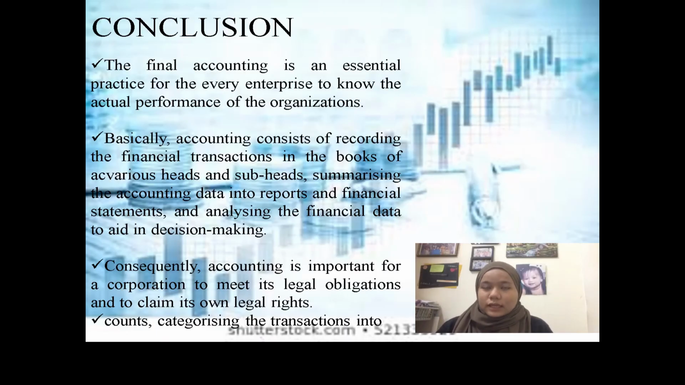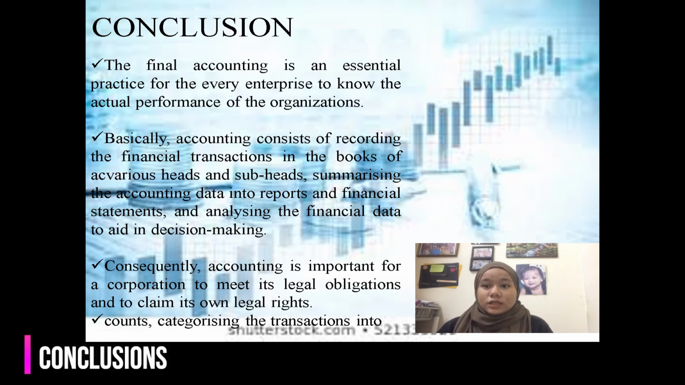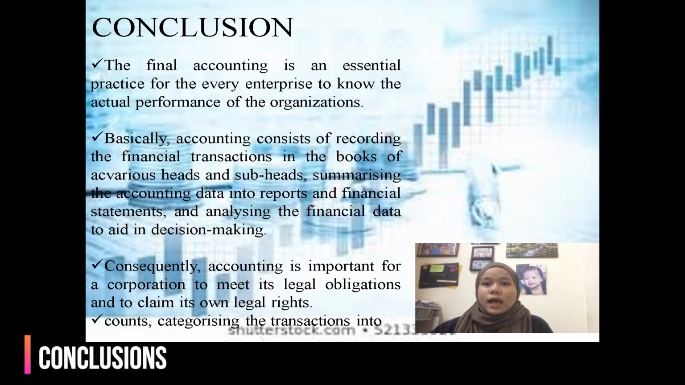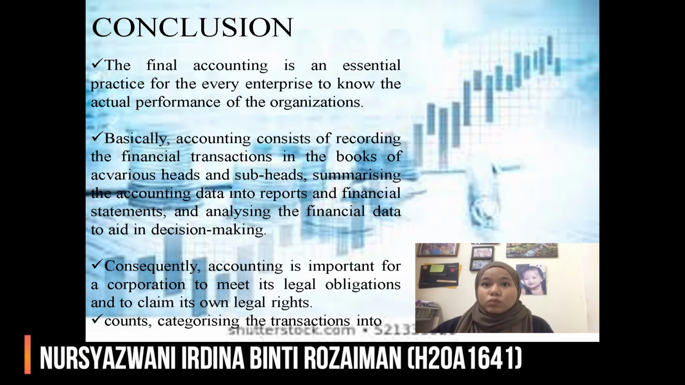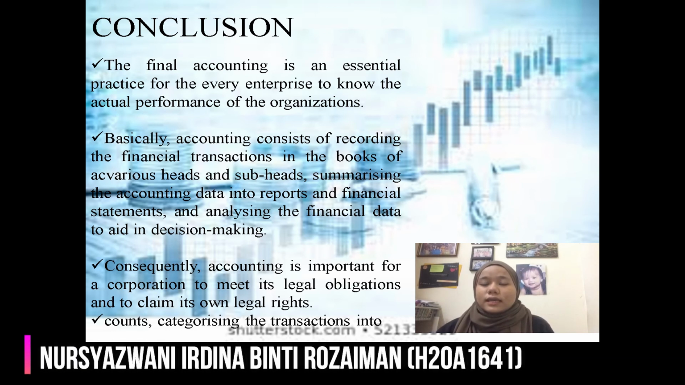So point number 1 is that final accounting is an essential practice for every enterprise to know the actual performance of the organization. All mature organizations should necessarily prepare a final account for the effectiveness of the business organization. Point number 2 is that accounting consists of recording of financial transactions in the books of account, categorizing the transactions into various heads and subheads, summarizing the accounting data into records and financial statements, and also analyzing the financial data to aid in decision making.